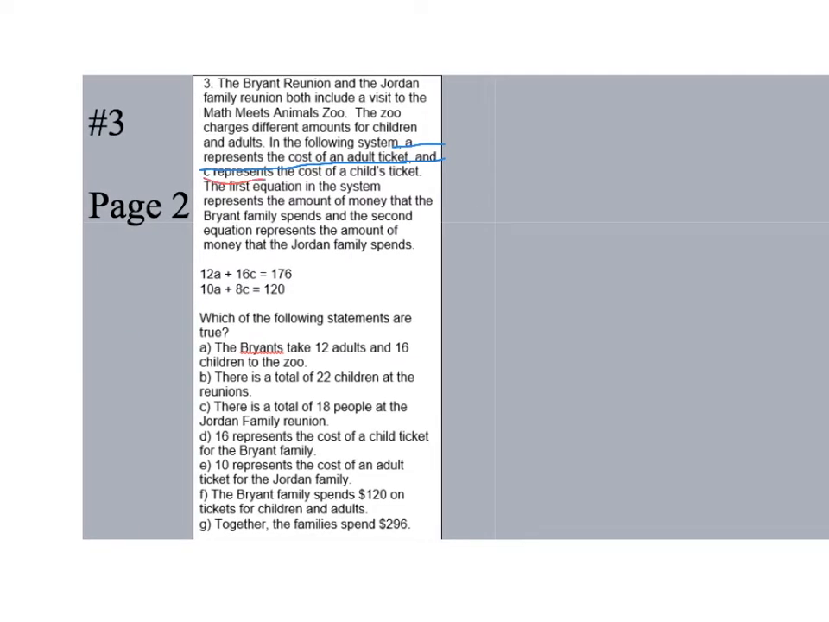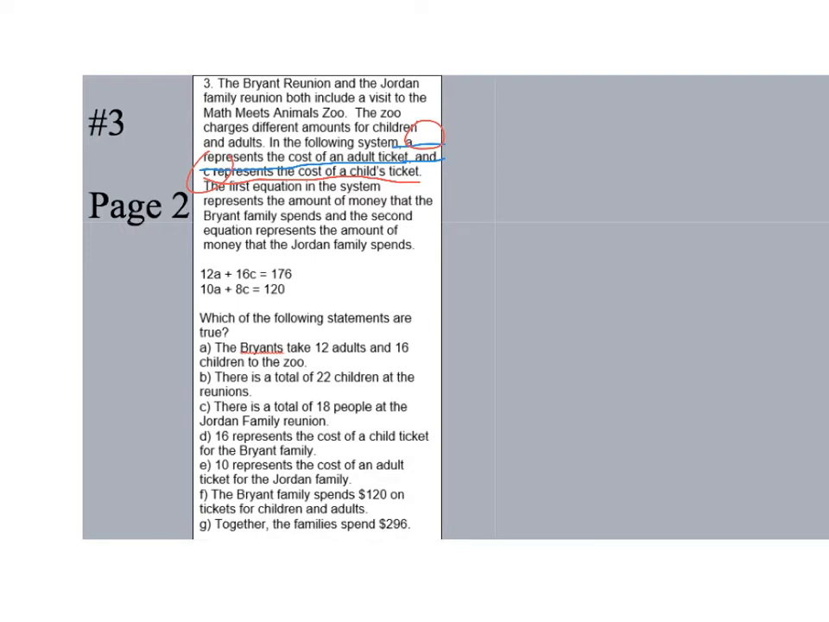So in this one, the Bryant and Jordan families visit a zoo. The zoo charges different amounts for children and adults. In the following system, okay, this is important. Now you might miss this, but that's why I'm going to underline it for you. A represents the cost of an adult ticket, and C represents the cost of a child's ticket. So they're defining what the variables are, A and C.